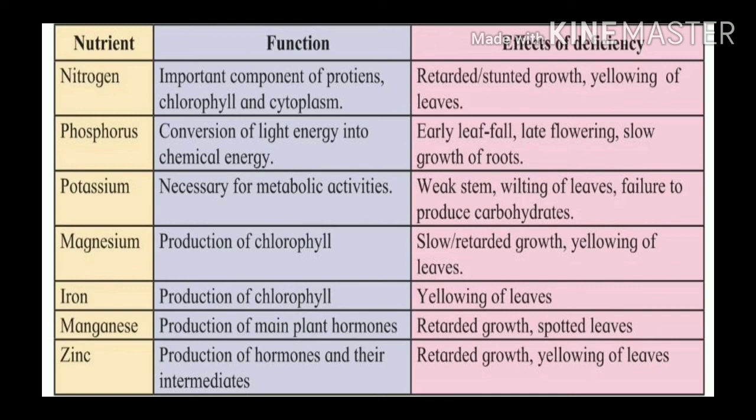If you observe the effects of deficiency, the common effects you can see are retarded or stunted growth and yellowing of leaves. These are the common effects due to the deficiency of some nutrients. Whatever nutrients are given in the first column, they should be present in the soil or received by the plants. Otherwise, the effects of deficiencies can be seen. Observe the plants around you and diagnose the nutrient deficiency, if any. I hope all of you understood whatever I tried to teach you. Thank you.